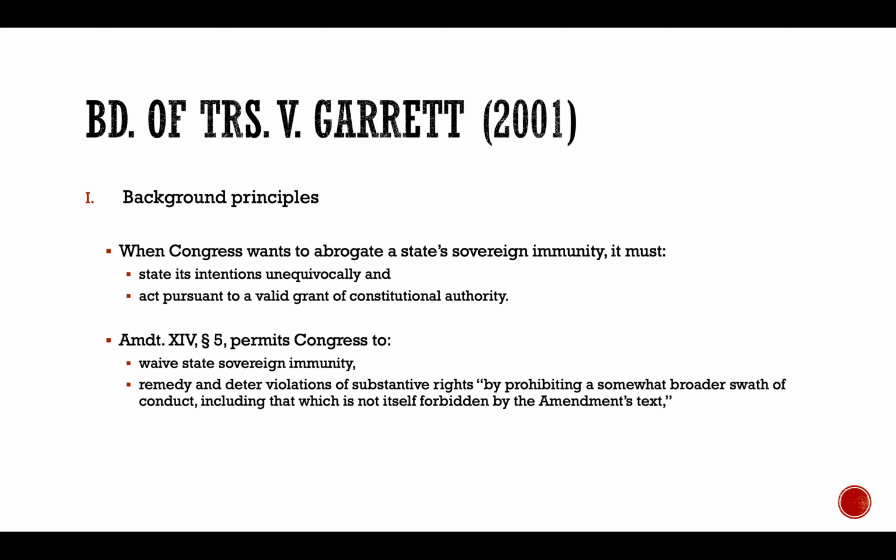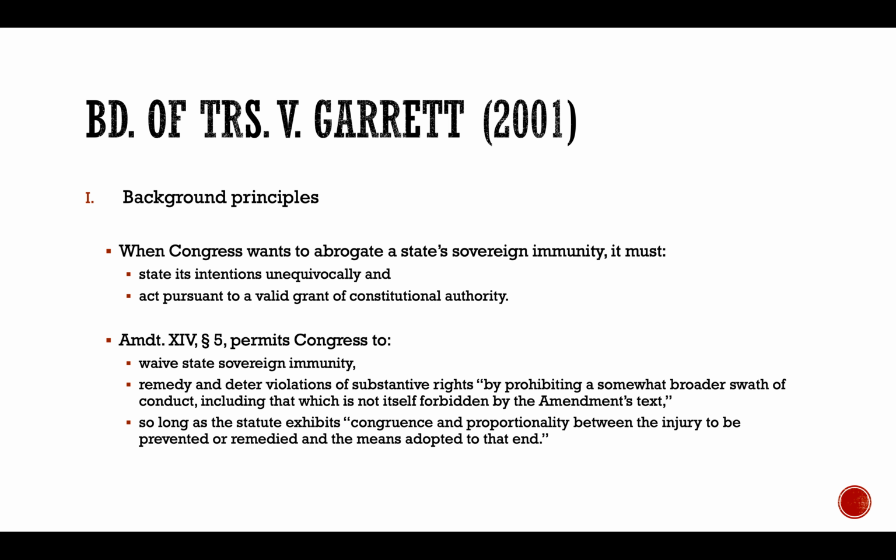And the statute, even if it covers conduct that's broader than the amendment's textual prohibitions themselves, will be upheld so long as it exhibits congruence and proportionality between the injury to be prevented or remedied and the means adopted to that end. So this is what we learned from the Boerne case itself, that any valid Section 5 piece of legislation is going to have to meet this new means-ends test called congruence and proportionality.